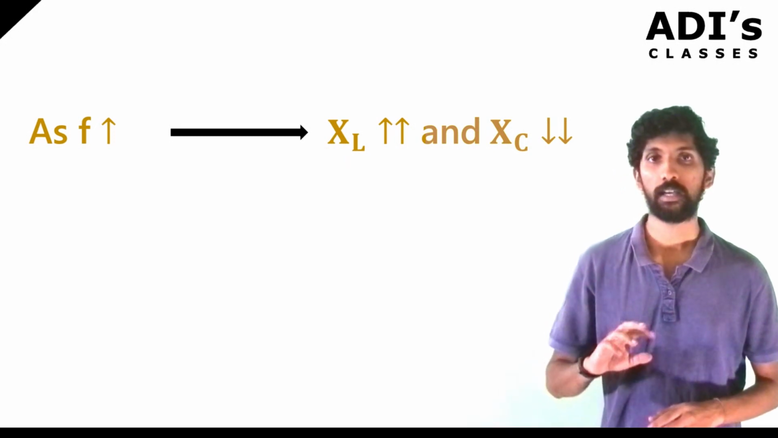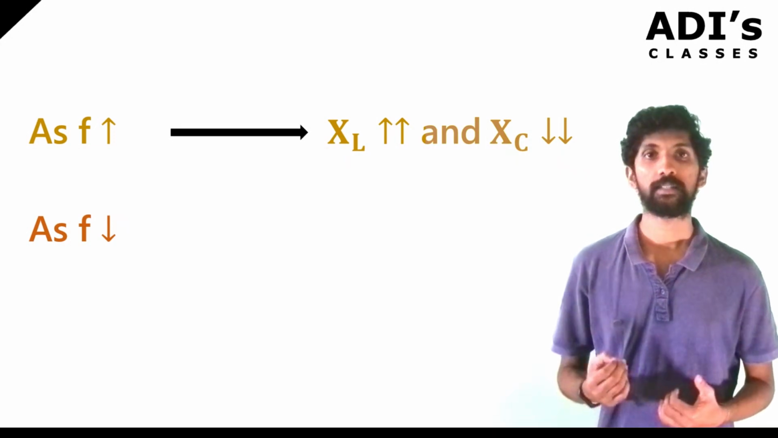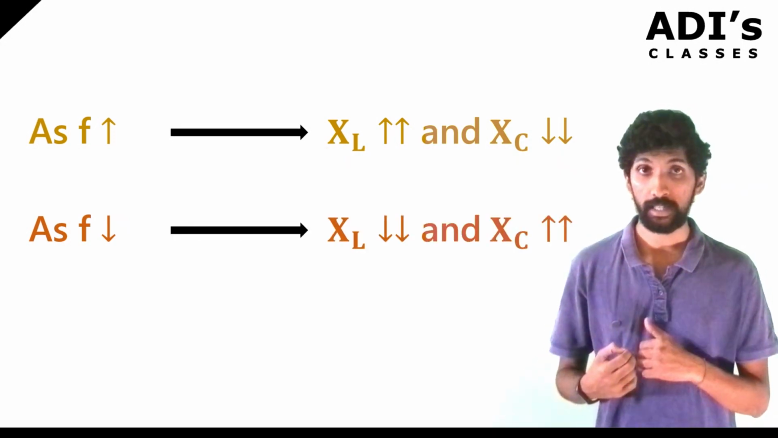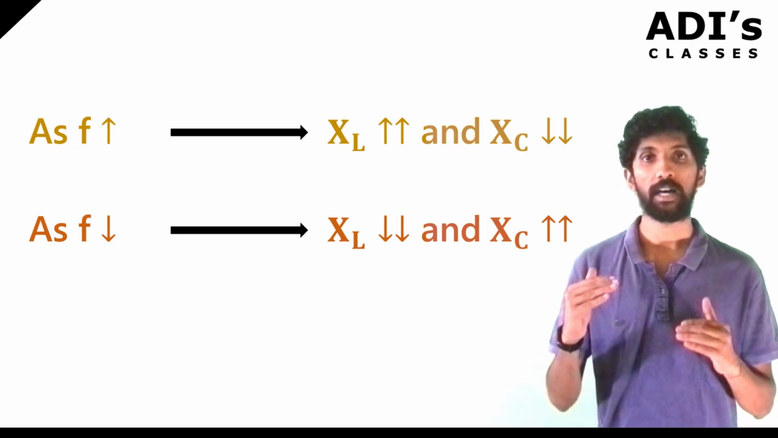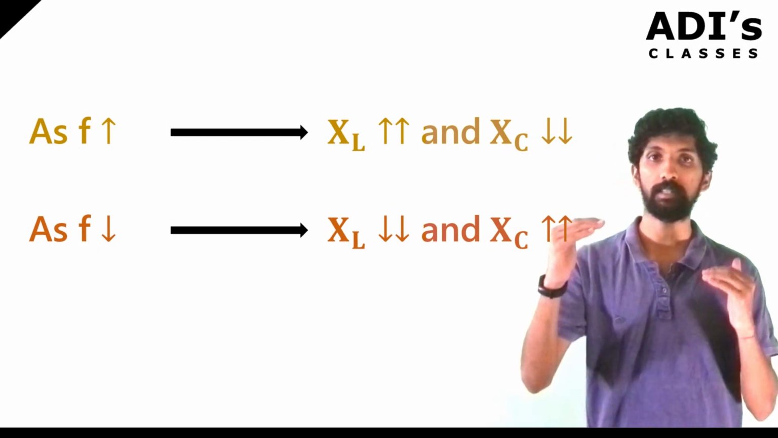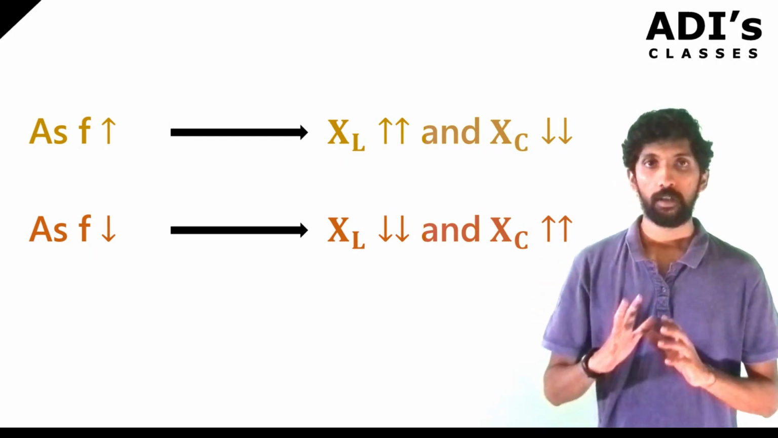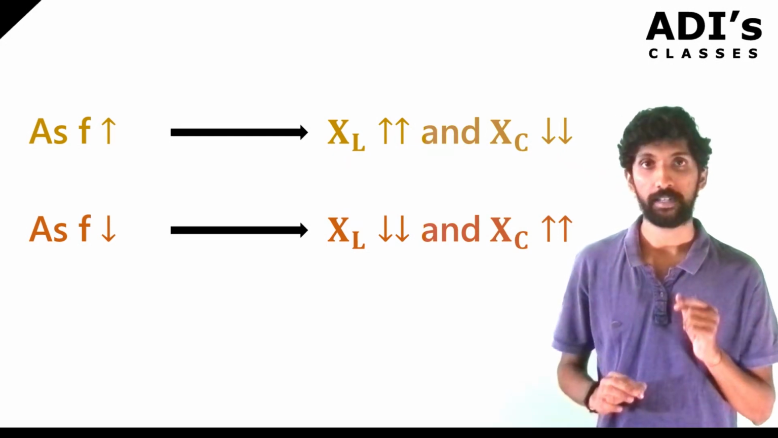Now suppose, let's say I do the other way around. That means I keep on decreasing. Let's say from 100 hertz I come down to 10 hertz. Then XL will decrease and XC will increase, correct? So what's happening here? As I change the frequency, one is increasing, the other is decreasing, and the other way around again, correct?